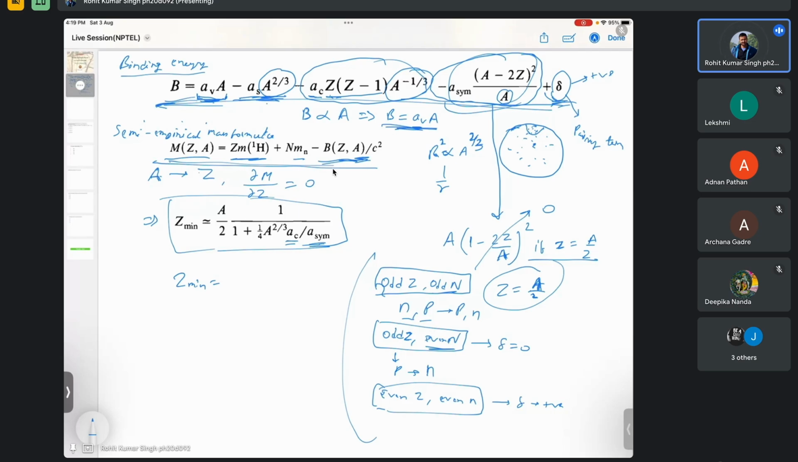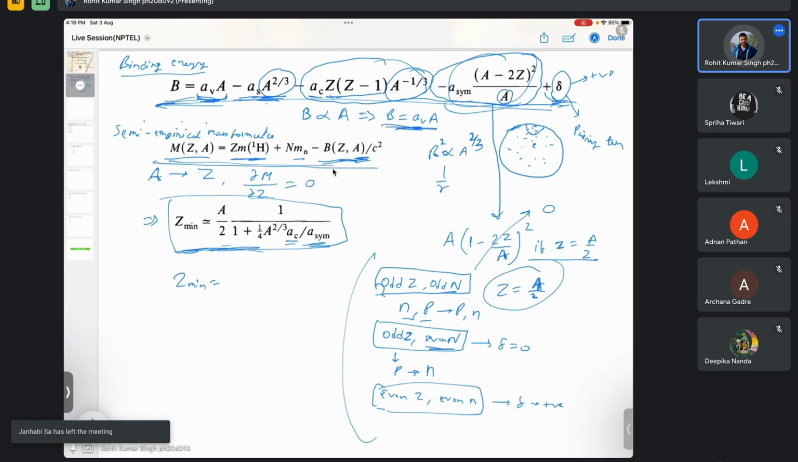So we solved some problems on this formula and concept, but I wanted to just go over it once again because it's a very important concept.